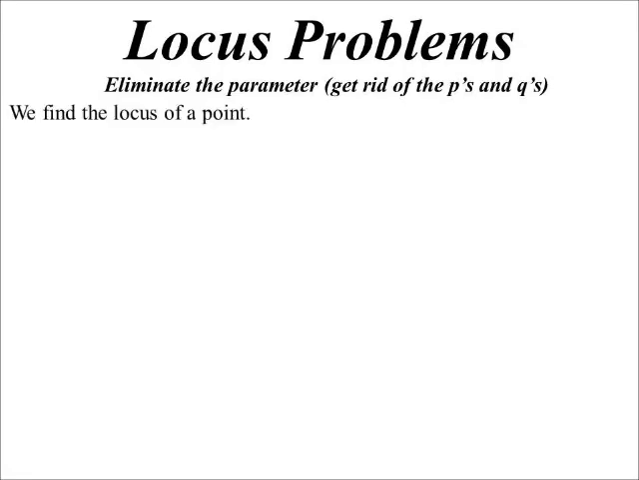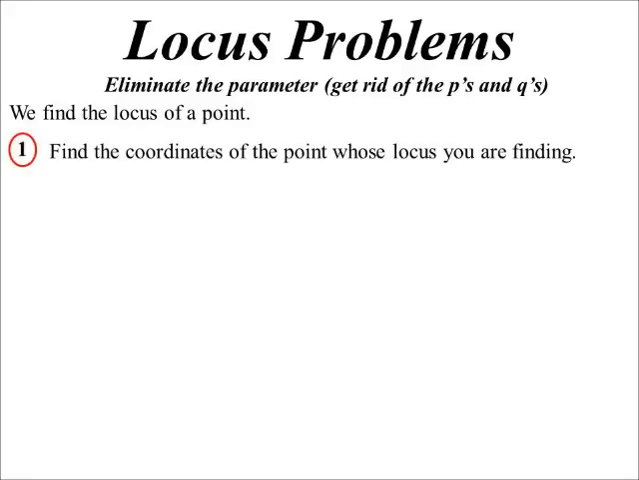You're always going to find the locus of a point. Because remember, locus is how a point moves. A point moves so that it's always 2 units away from the right, and that sort of thing. So it's always going to be a point. So I guess the first step is to find the coordinates of the point in terms of the parameters.